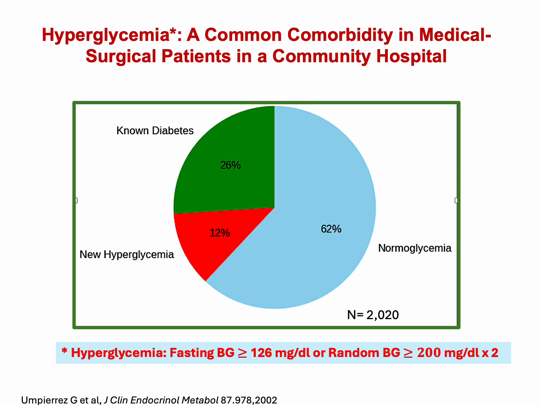So now let's look more closely at some individual studies. In 2002, Umpierrez et al. collected data from medical and surgical patients in a community hospital using a blood glucose threshold of 126 milligrams per deciliter to define hyperglycemia. They found out that 38% of patients had elevated glucose levels, 26% with previously diagnosed diabetes, and 12% with newly identified or stress-related hyperglycemia.